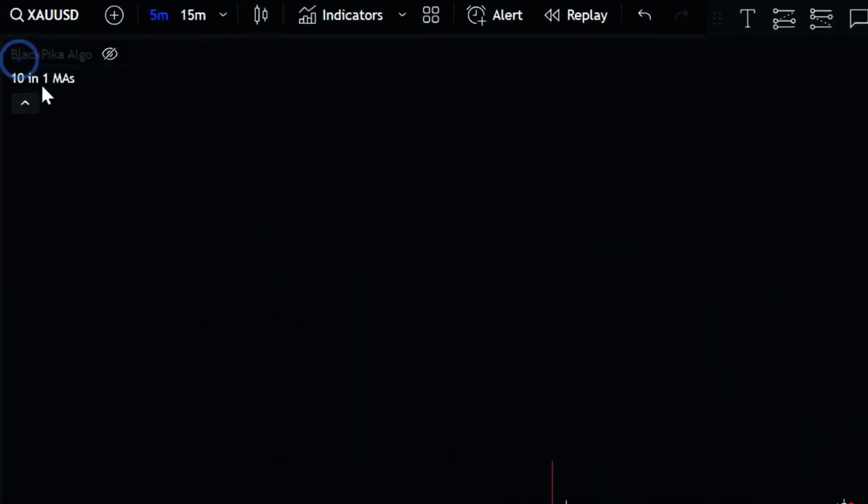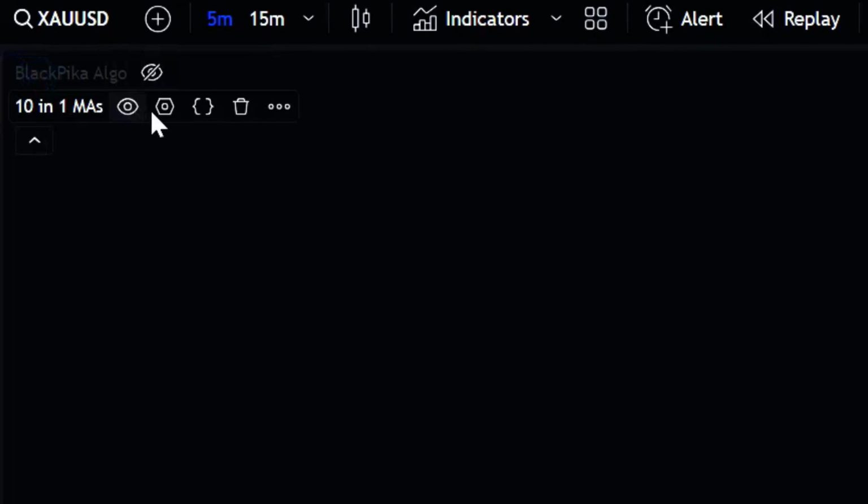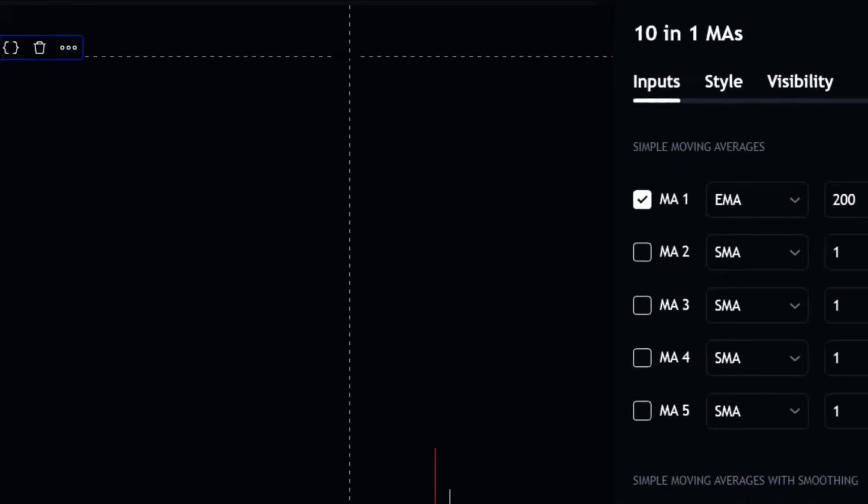Alright, before we dive into using the 10 and 1 different moving averages in our strategy, we need to tweak a few settings to get it just right. Don't worry, it's not rocket science. I'm here to walk you through it. First, let's go to the input section.